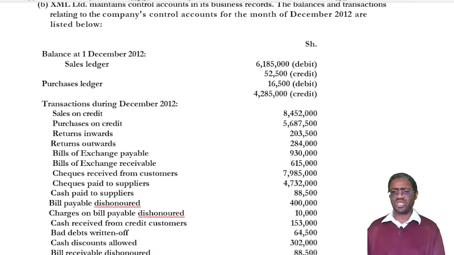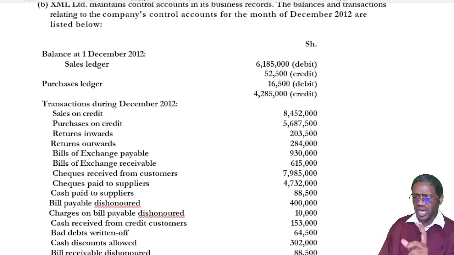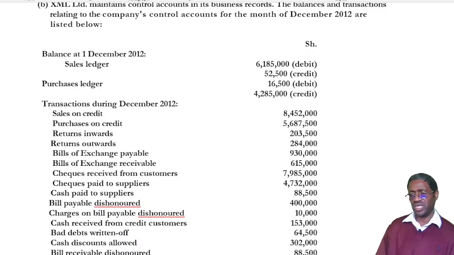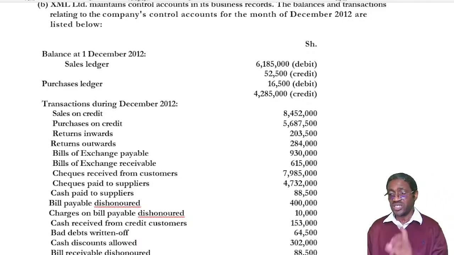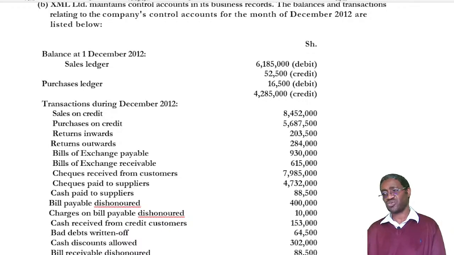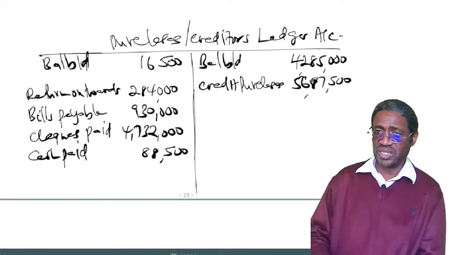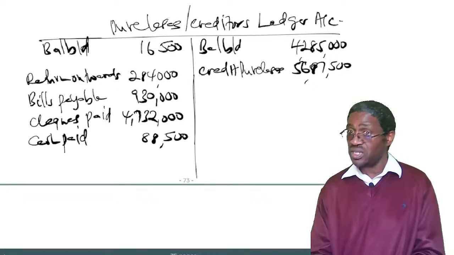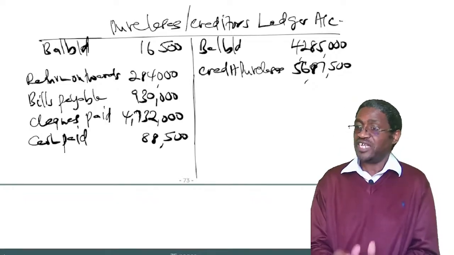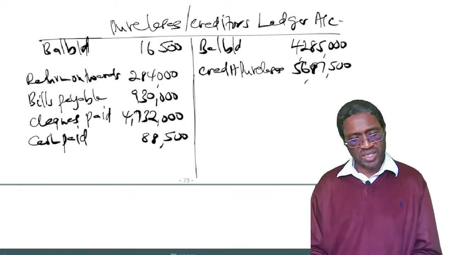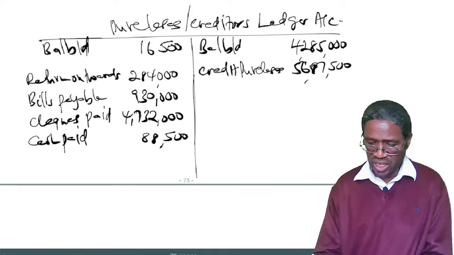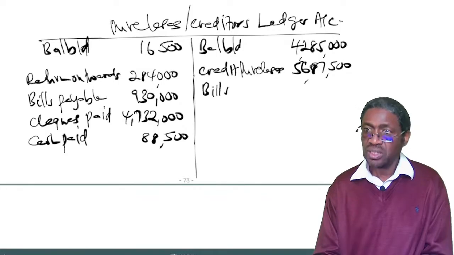After cash being paid to suppliers, we have bills payable dishonored. Are you seeing it there? Bills payable dishonored. We had paid a supplier using a bill. That bill became dishonored. So we cancel it. So we come to your suppliers here. You can see on the debit, there is that bills payable. It becomes dishonored. So obviously we credit. So come and credit here and say your bills dishonored.